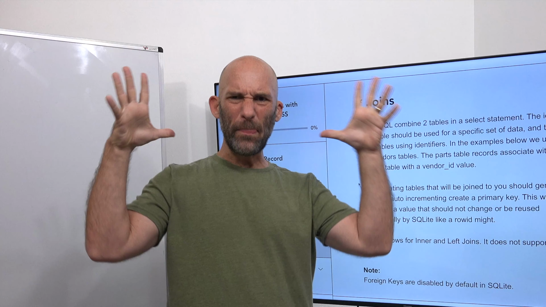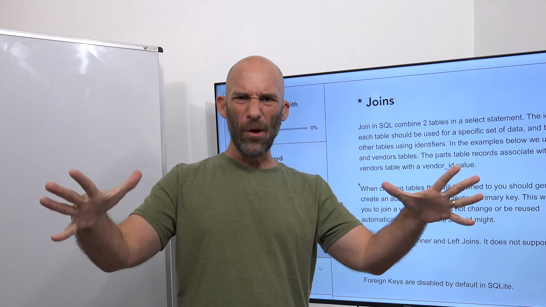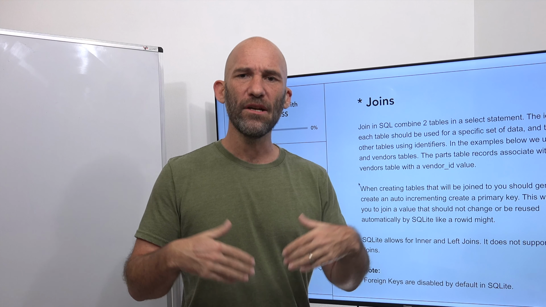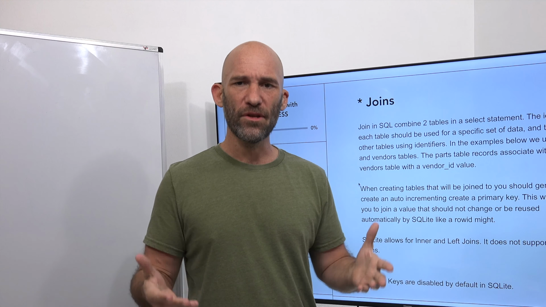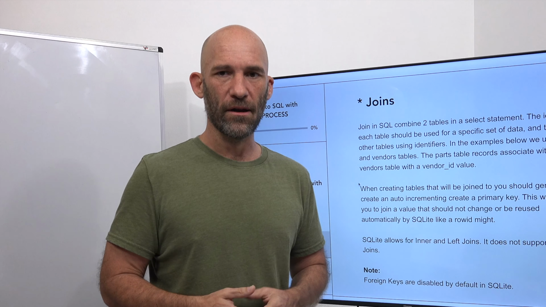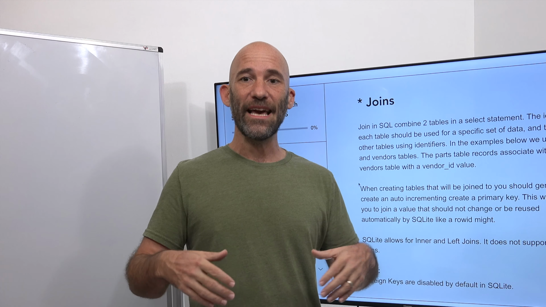So now let's talk about joins in the SQLite world, right? This is the real power of a relational database. Basically the idea with joins is that in a relational database, each table should be used to store a specific type of record. So if we go to the example of parts and vendors, you will have one table and that will just be for parts. The name of the part, the description of the part, maybe the price of the part, that type of thing.